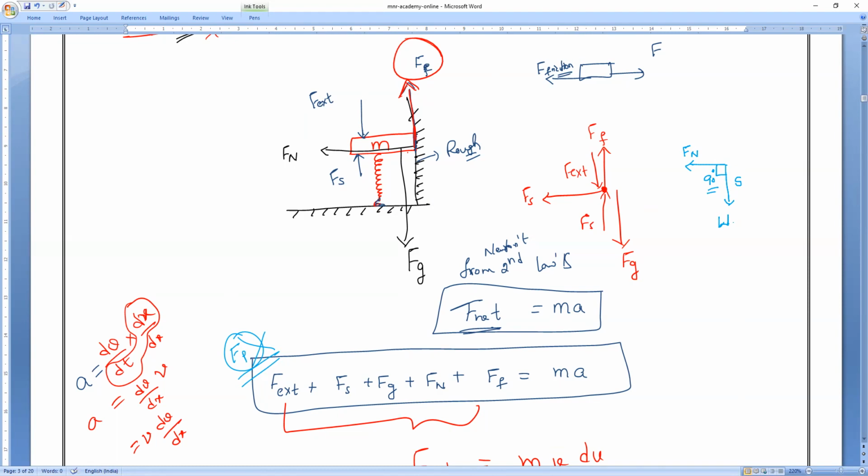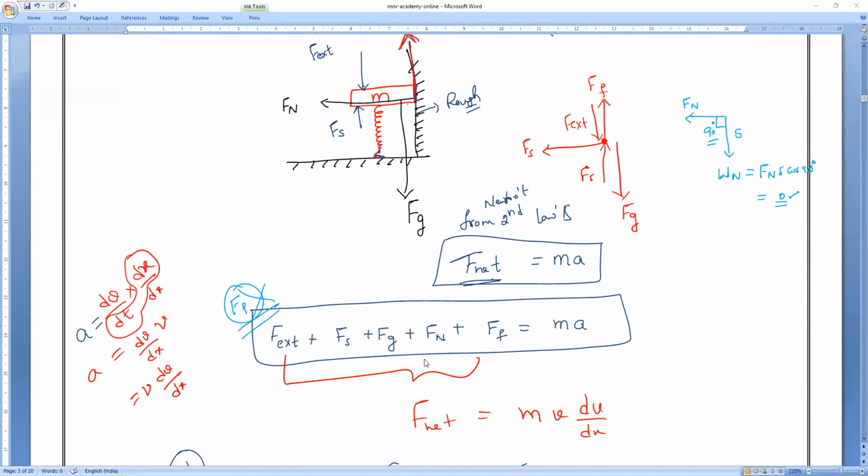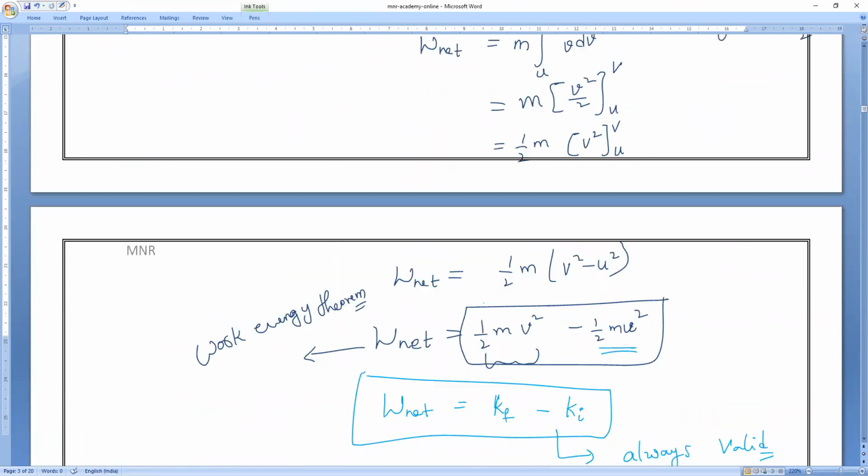So 90 degrees means what is the work done? Work done by the normal force is what? Into cos 90. So what is the answer? Work done by the normal force is equal to zero. Okay, just see for a second: work done by the normal force is zero. Understood? Yes, sir.